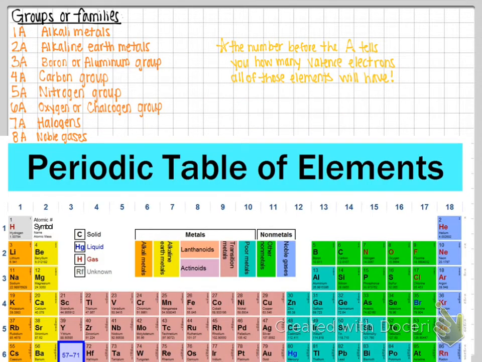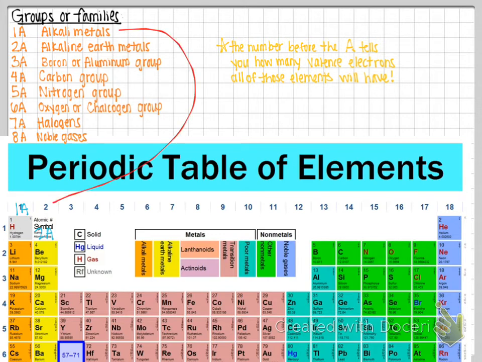So I said that the groups are families, so those vertical columns, some of them have special names. If you notice on your periodic table, not on this example here, yours should be listed with little numbers like 1A, 2A, like that, across your periodic table. So group 1A, those are the alkali metals. Group 2A is the alkaline earth metals. 3A is the boron or aluminum group. 4A is the carbon group. 5A is nitrogen group. 6A is the oxygen or chalcogen group. 7A is halogens, and 8A is noble gases.